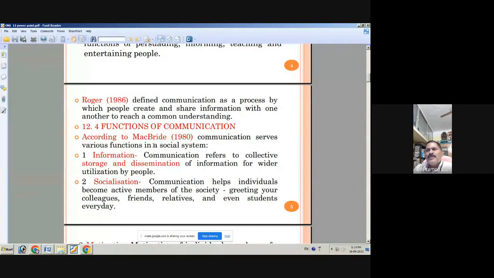But there are certain functions of communication. We can say that communication serves various functions. One is information. When we are collecting information through learning, we are acquiring so many experiences, feelings, thoughts, and attitudes. These are stored in our brain. We have the storage in our mind, and whenever we get the opportunity, we can disseminate it. We can also show it to others, and it can go to other people. Your knowledge will be utilized.